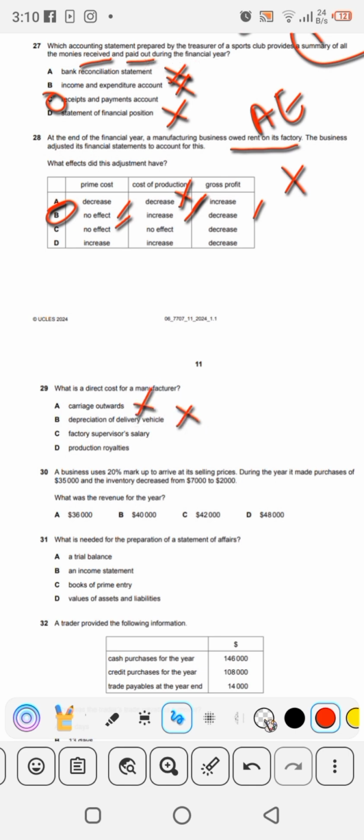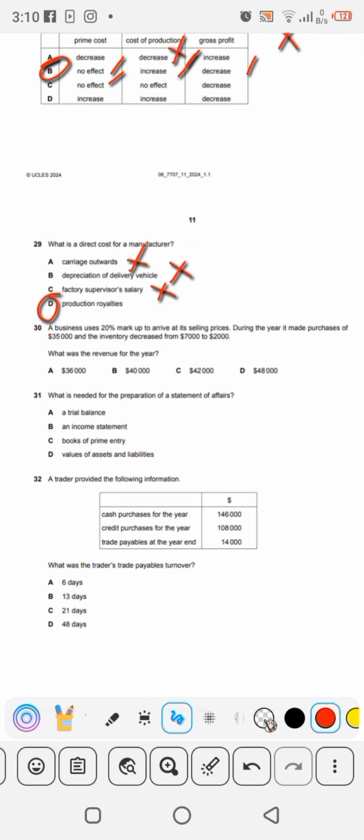And question number 29 is what is the direct cost for a manufacturer? So production royalties is a direct cost, others are not a direct cost for a manufacturer. These would be either selling costs or indirect costs.